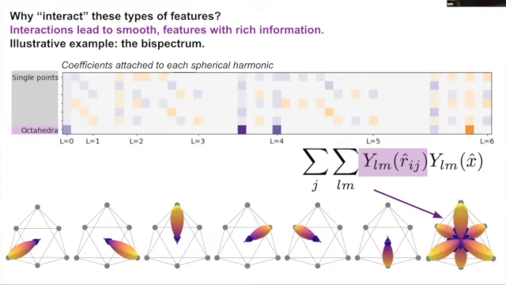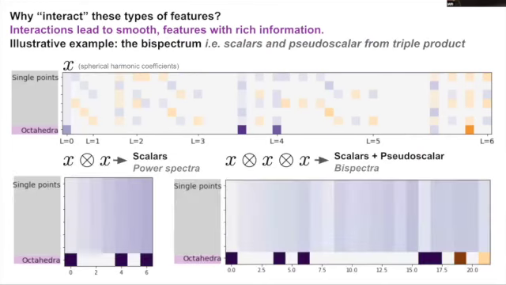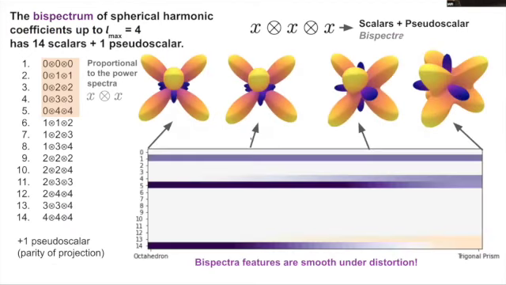Okay, I think I'm going to skip through this. What I will say is that interacting spherical harmonic features leads to some really interesting smooth descriptions. You can do something called the bispectra, which is basically take these coefficients, multiply them times themselves twice. There's the power spectra you may be more familiar with if you are in astrophysics. So you can do the bispectra. If you're with low enough L, it's actually tractable. And what you can do is use it to describe distortions, and those features will also have really nice smoothness properties.